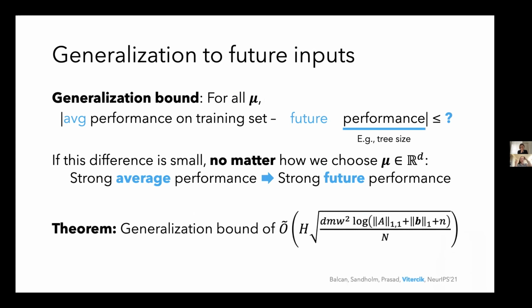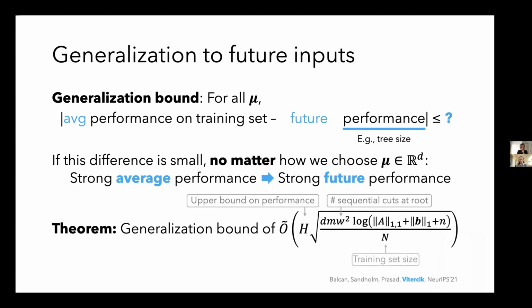And in this case, we get this generalization bound of H, which is again an upper bound on performance with the support of our distribution, times the square root of D, the number of tunable parameters, times M, the number of constraints, times W squared, where W is the number of sequential cuts we're making at the root, times this log factor we saw before, divided by a capital N, where N is the size of our training set. So again, we're able to show this polynomial dependence on these key parameters in our tree search.